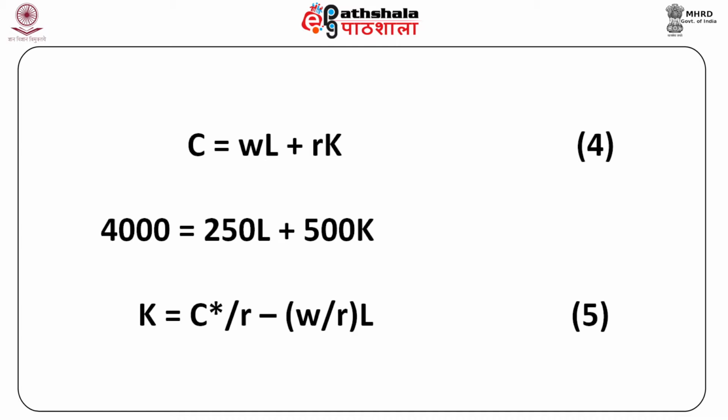This implies with C star, the maximum amount of K that can be purchased is given by C star by R and the maximum amount of L is C star by W. The slope of the iso-cost line is given by the coefficient of L, that is minus W by R. It is the negative of the relative input price ratio. It tells the firm how much capital must be given up if one more unit of labor is purchased.